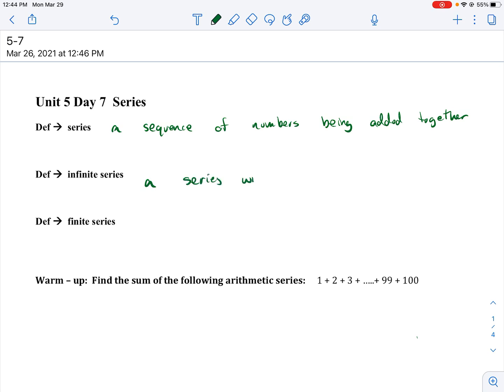Okay, now an infinite series is a series which never ends. Okay, and so an infinite series would be 1, 2, 3, 4, dot, dot, dot, dot. Okay, goes on forever, right? And a finite series is just a series which does end.